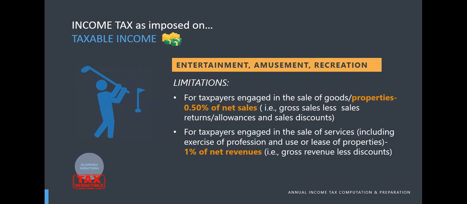In case of mixed source of income, if the taxpayer is engaged in the sale of goods and services, then the limit is proportionate.